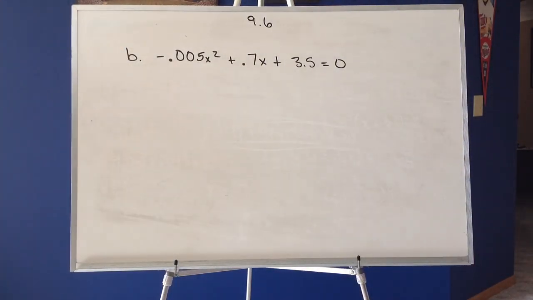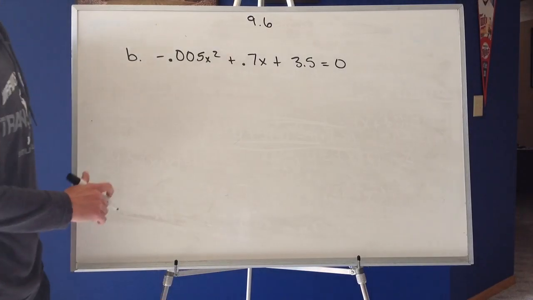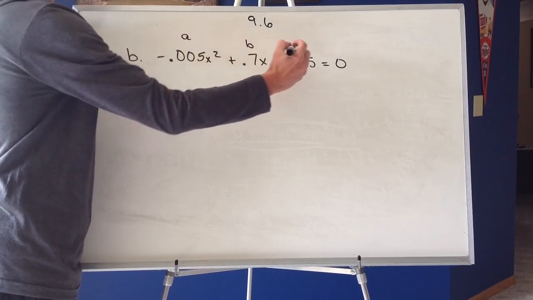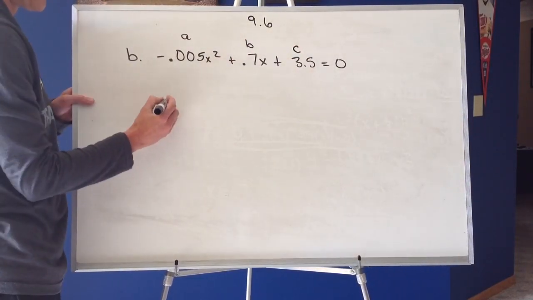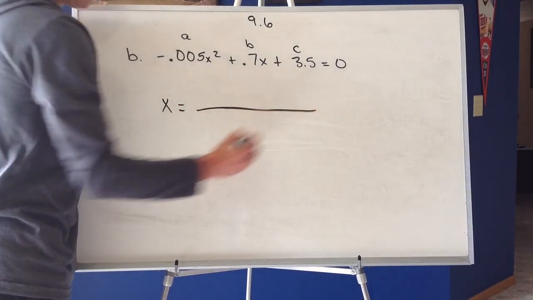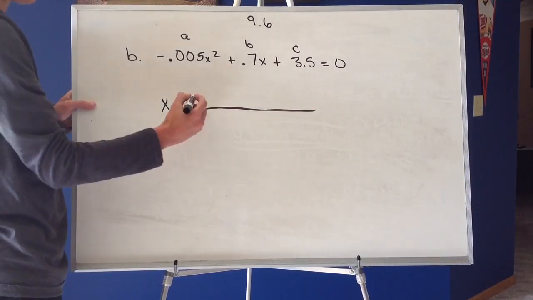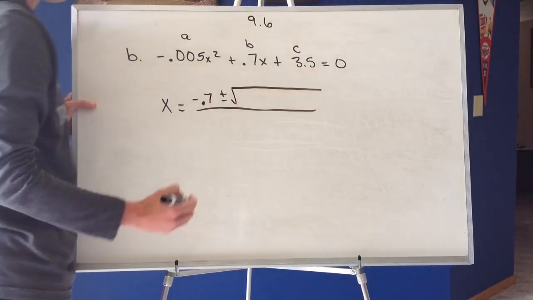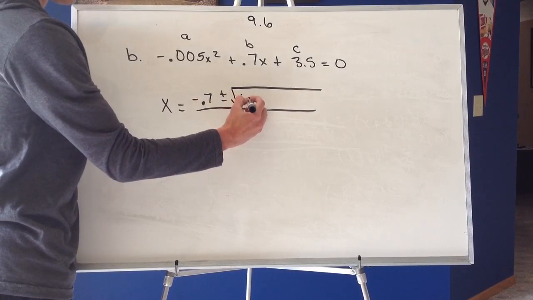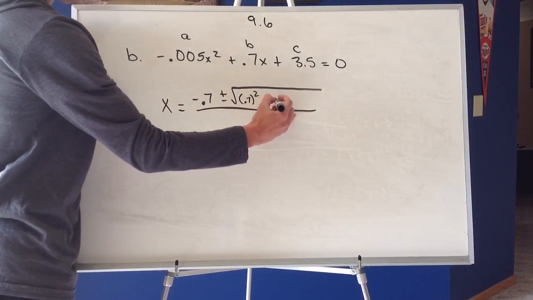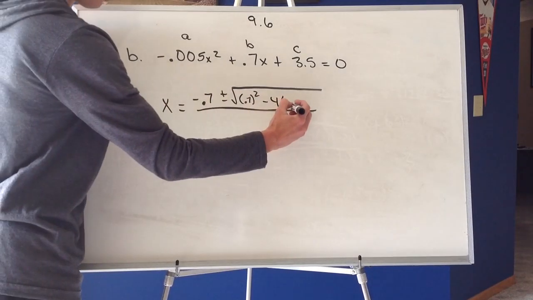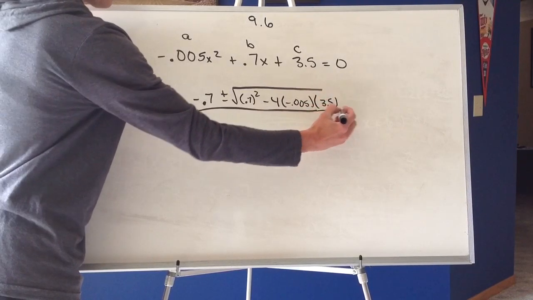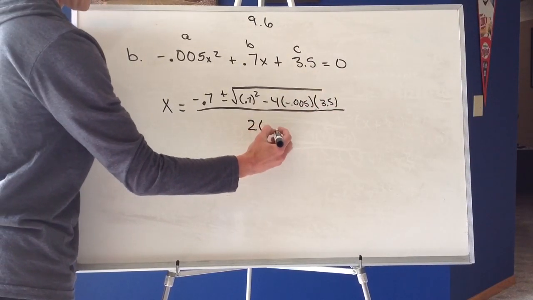Alright, so you notice this one has a lot of decimals. That's okay. Quadratic formula works with decimals as well. This one's already set equal to 0, so this would be my A, B, and C. So we want to go ahead and plug it in. It'll be -b. My B is 0.7, so it'll be -0.7 plus or minus the square root of 0.7 squared minus 4 times A times C, all over 2 times the A.